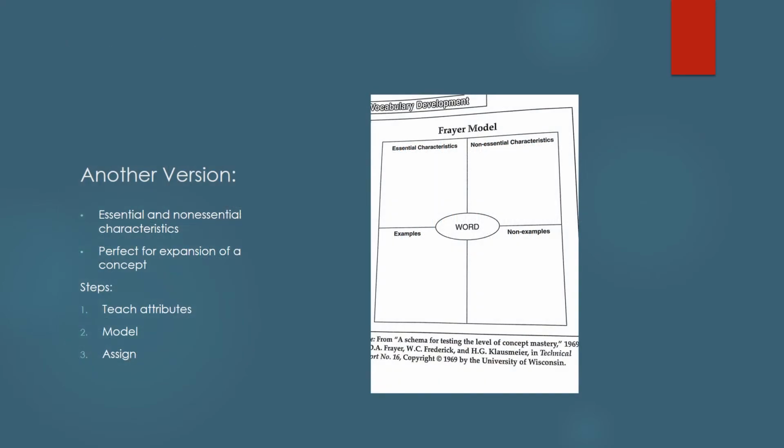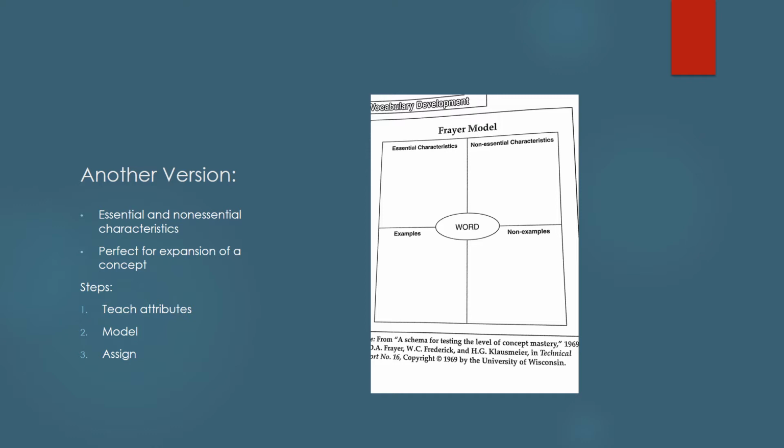Another version of the Frayer model is the one shown on the right. This is where you list essential characteristics, non-essential characteristics, examples of the word, and again, non-examples of the word. So when using this model, it's recommended to use it as an extension to a previously completed Frayer model on the word, being that the essential characteristics and non-essential characteristics may be harder for students to come up with.